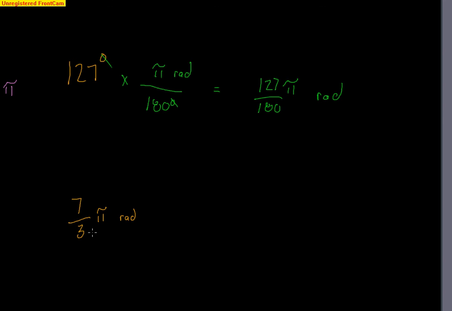Okay, if I want to convert 7/3 pi radians to degrees, this time I'm going to put the pi radians on the bottom and the 180 degrees on top. One way to remember that is that the radians cancel. That's why I want them across from each other. Now, my pi's cancel, so all I have to do is figure out what 7/3 of 180 is. 7/3 of 180 is 420 degrees. So 7/3 pi is equal to 420 degrees.